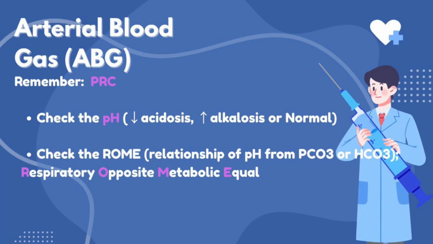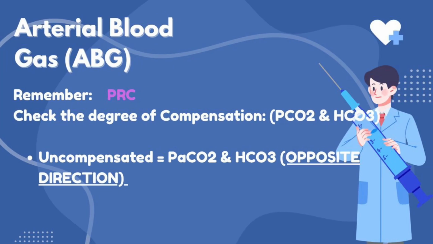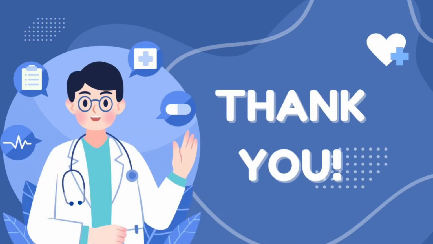In summary, we should always remember the PRC method. P stands for pH, meaning decide if acidic or alkaline. R stands for ROME, meaning identify respiratory or metabolic. C stands for compensation, meaning full, partial, or none. ABG interpretation may seem hard at first, but with practice, it becomes quick and easy. Just remember, pH first, then ROME, respiratory opposite, metabolic equal, then check the compensation.